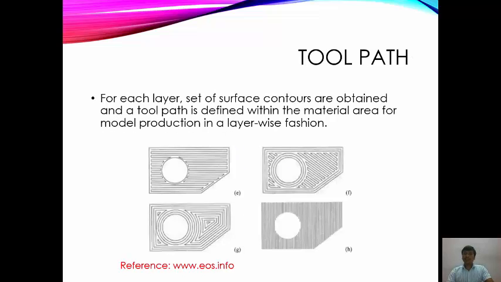And the next part is that for each layer, a set of surface contours is obtained. Each layer doesn't have a similar surface, and a tool path has to be defined within the material area for model production in a layer-based fashion. A tool path has to be generated for each and every layer of the surface of our object.